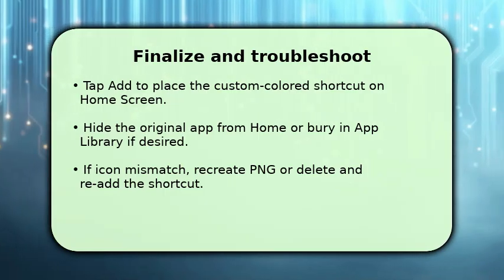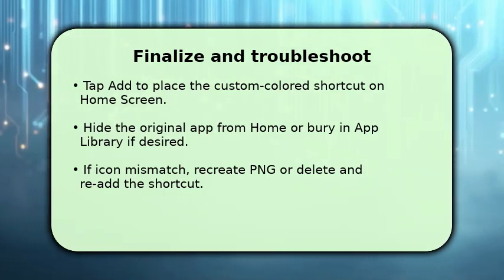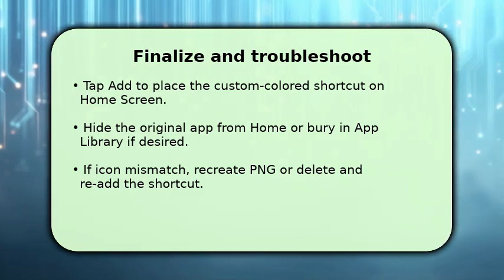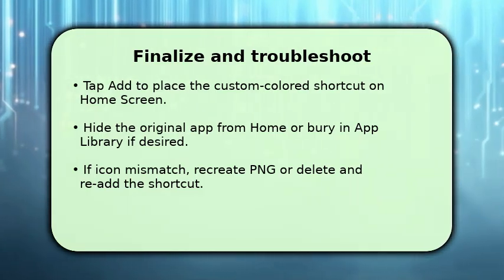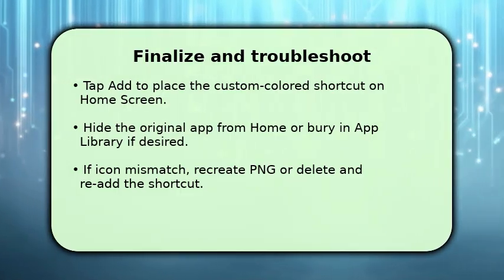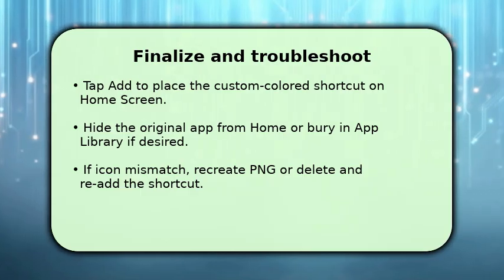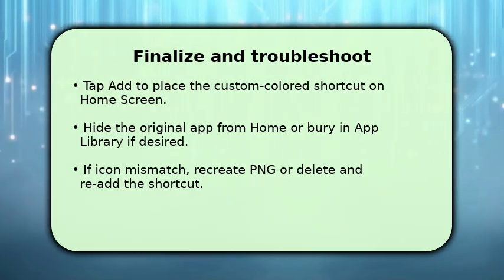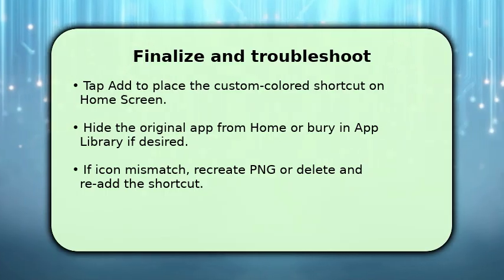If the look is off, make sure the image is square and not overly large. Recreate or crop the PNG in Photos and repeat Add to Home screen. If the shortcut opens the app slowly or shows a splash, restart the device. If the icon won't update, delete the shortcut and rebuild it using the corrected image.